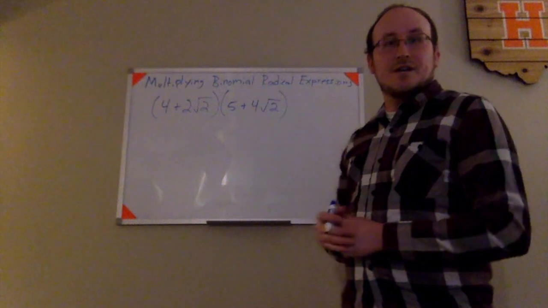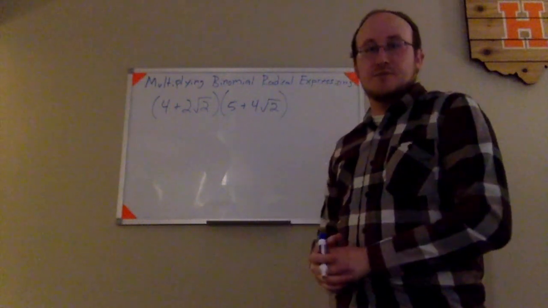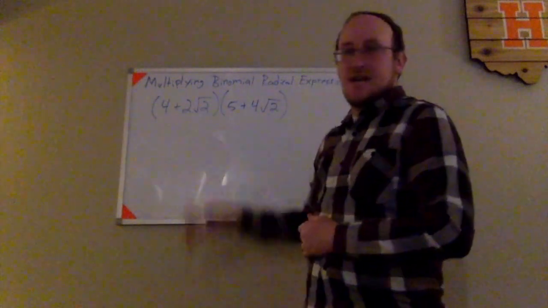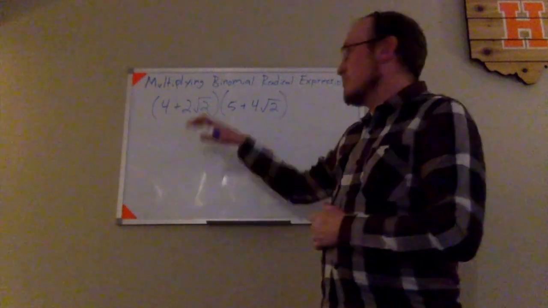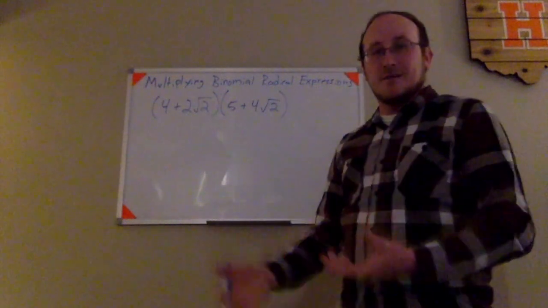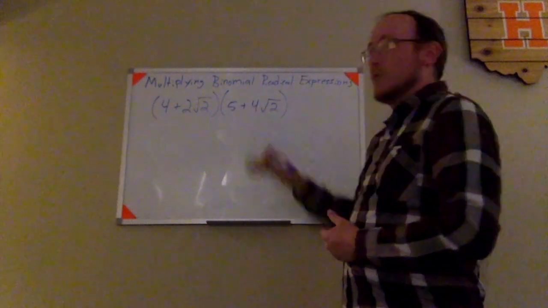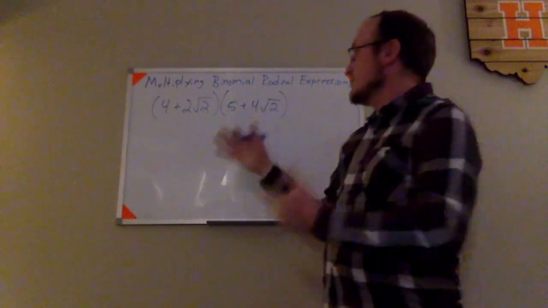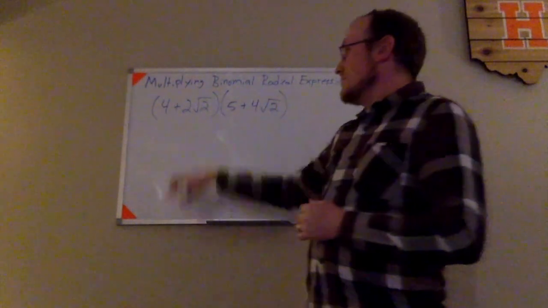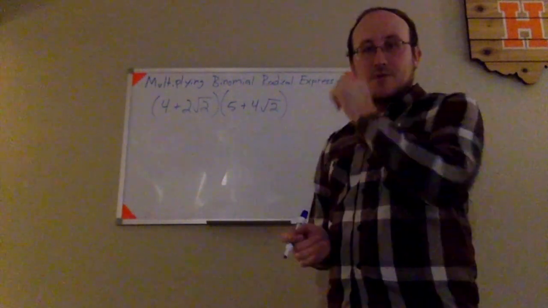Let's now take a look at an example problem that wants us to multiply two binomial radical expressions. Binomial because they have two terms, and they are binomial radical expressions because at least one of those two terms is a radical. Like, for instance, in this case, the 2 square root of 2 and the 4 square root of 2. So to do this, we just need to distribute each thing from the first set of parentheses into each thing in the second set of parentheses.